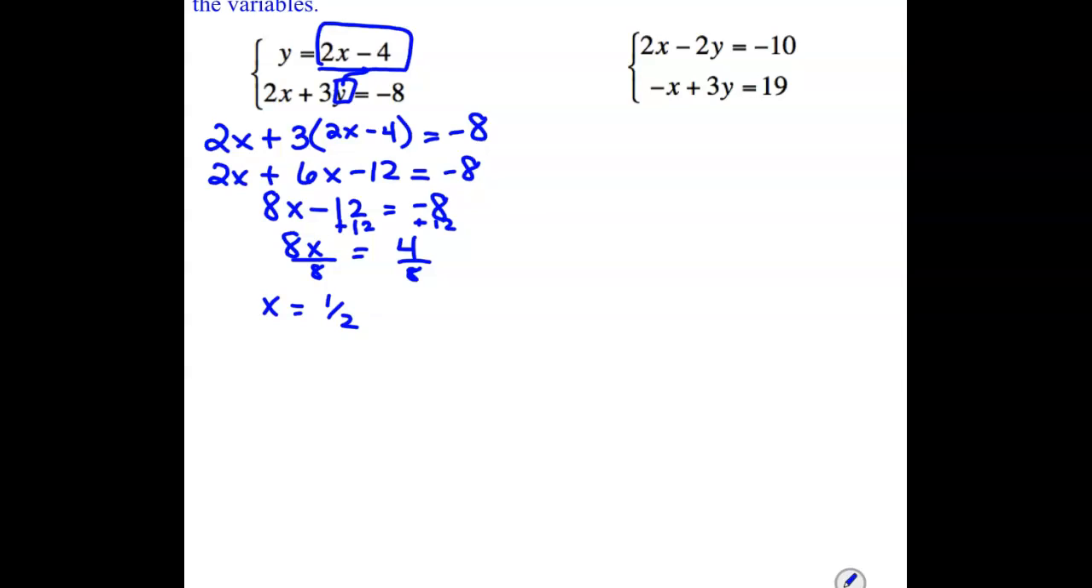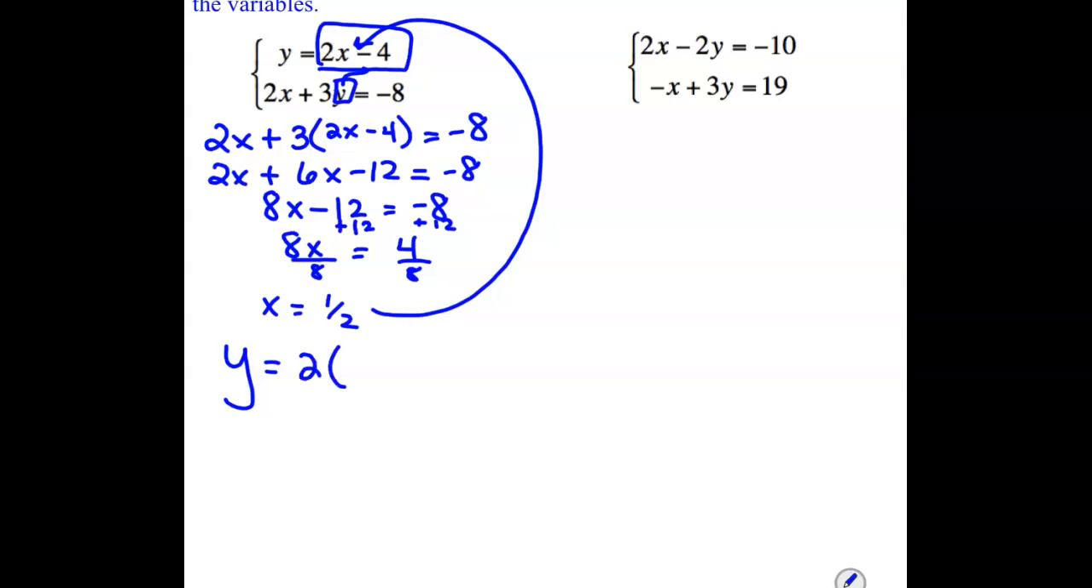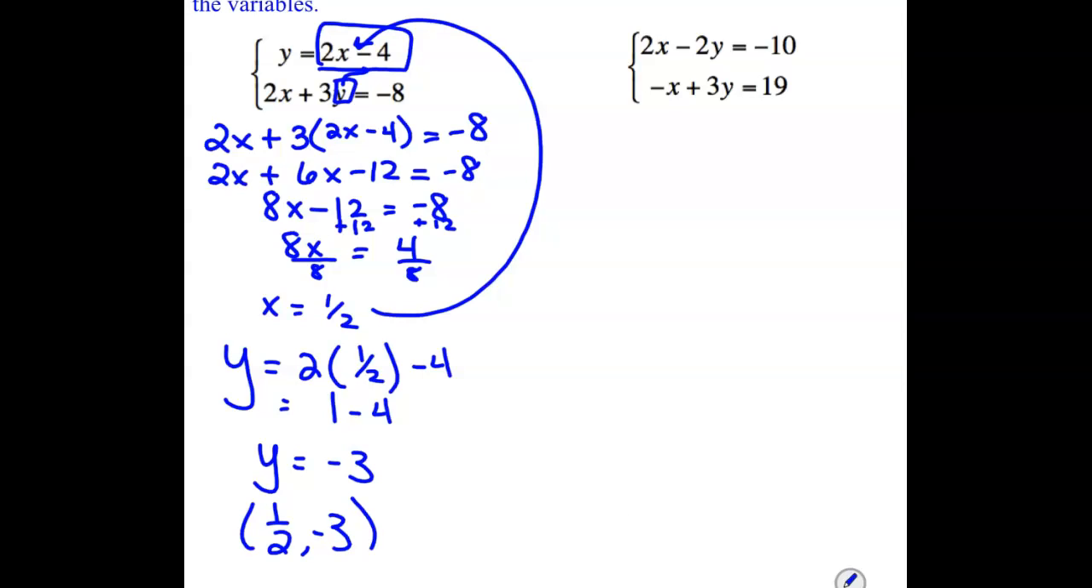Now we can go back and substitute that in for x to figure out our y value. So y is 2 times our x, which was 1/2, minus 4. Well, 2 times 1/2, or half of 2, is 1. 1 minus 4 would give us a y value of negative 3. So our point of intersection for these two lines, the solution to the system, would be x being 1/2 and y being negative 3.